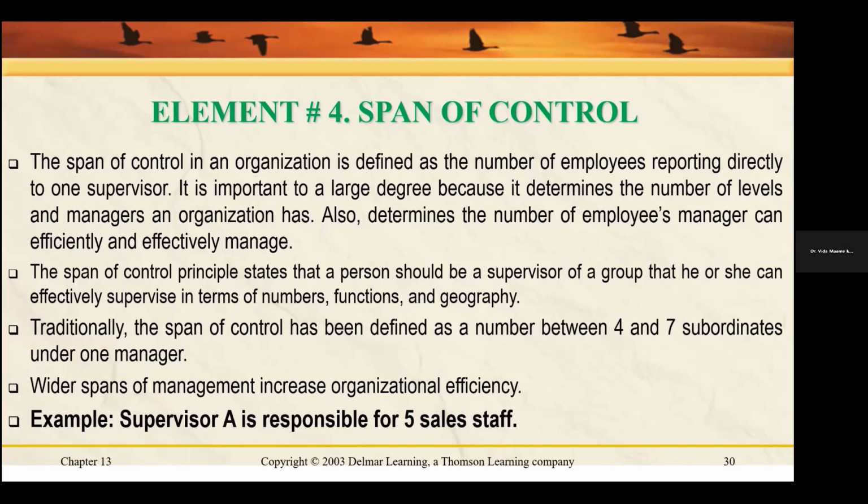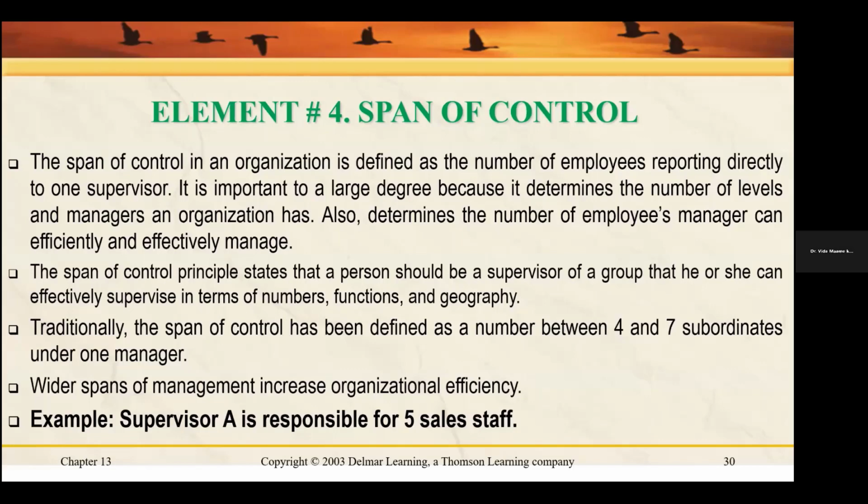So the span of control principle states that a person should be the supervisor of a group that he or she can effectively supervise, in terms of numbers, in terms of functions, in terms of geographical region or area. Traditionally, the span of control has been defined as between 4 and 7 subordinates under one manager. But now you cannot have it. So that is the long way, the traditional thing that we're doing.